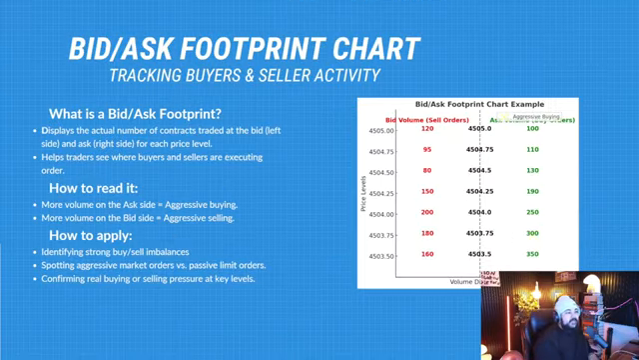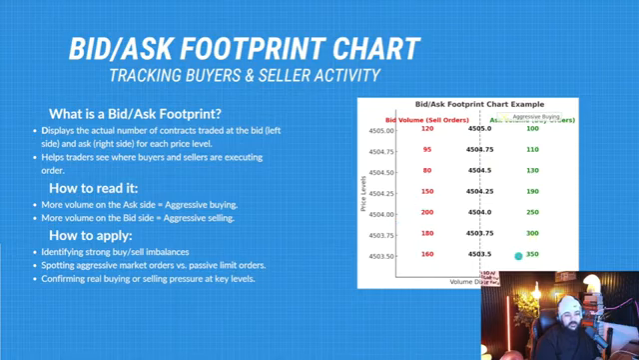So what's a bid and ask footprint? We're going to go through all of these and show you exactly what they are so you understand them to the best of your capabilities. A bid and ask footprint displays the actual number of contracts traded at the bid, which is the left side, and the ask price, which is the right side. So how do you read it? More volume on the ask side means there's aggressive buying. Where there's more volume on the bid side, that means there's aggressive selling.